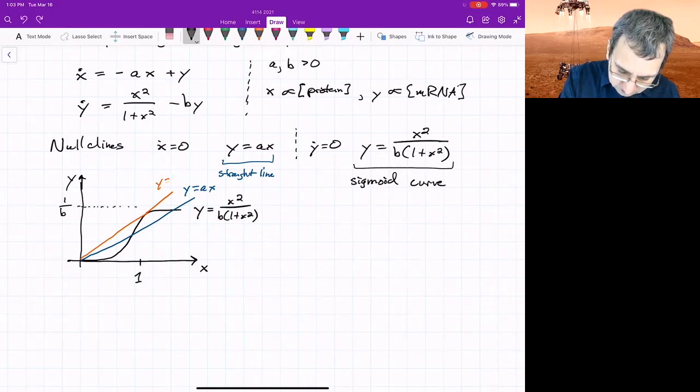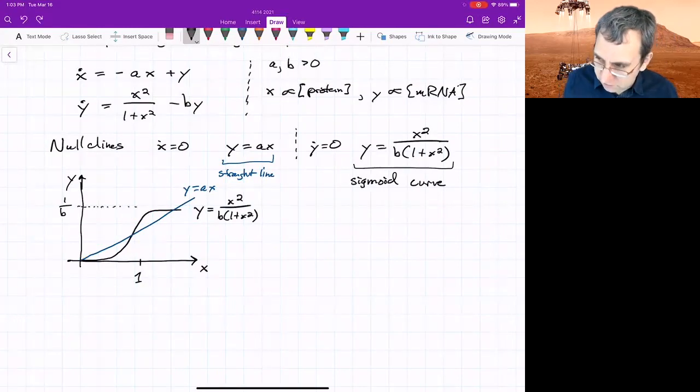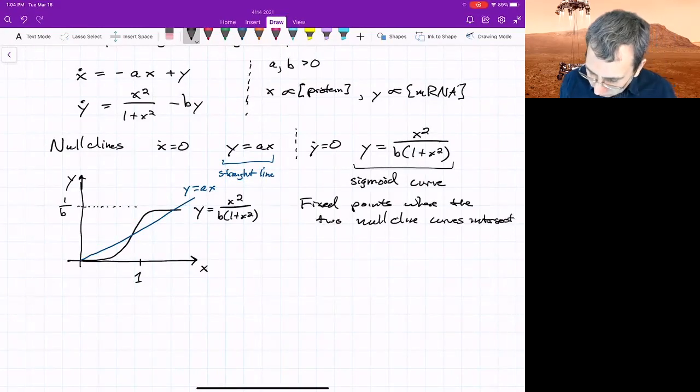So let me look at everywhere that the two curves intersect. Everywhere they intersect, we get fixed points. So just setting them equal to each other, right? They're both written as y as a function of x. So just set them equal to each other: ax equals x squared over b squared... b1 plus x squared.